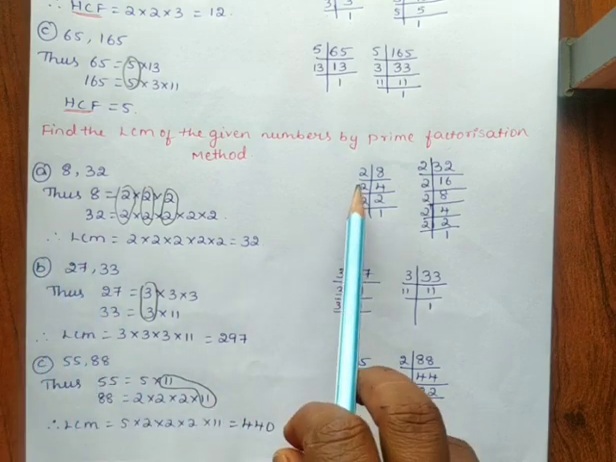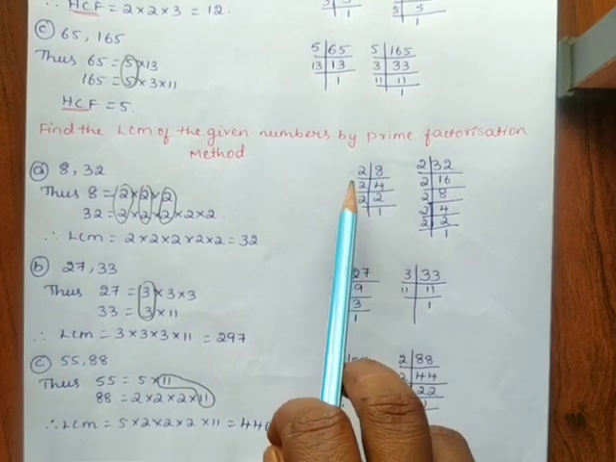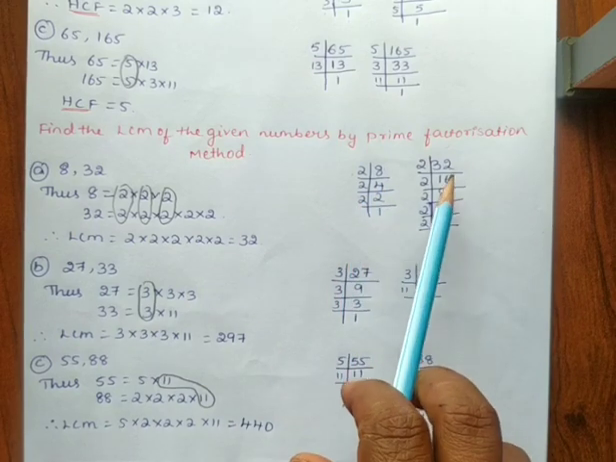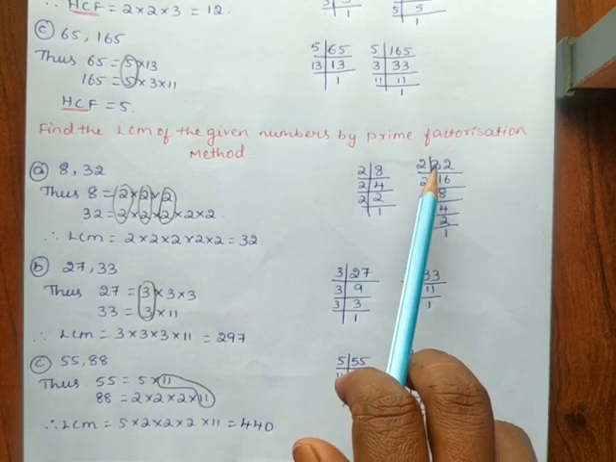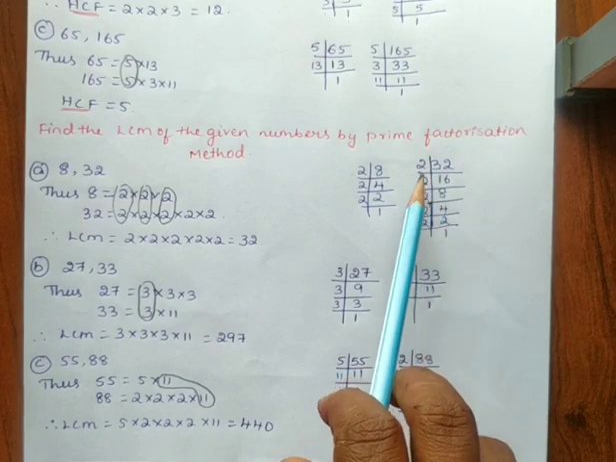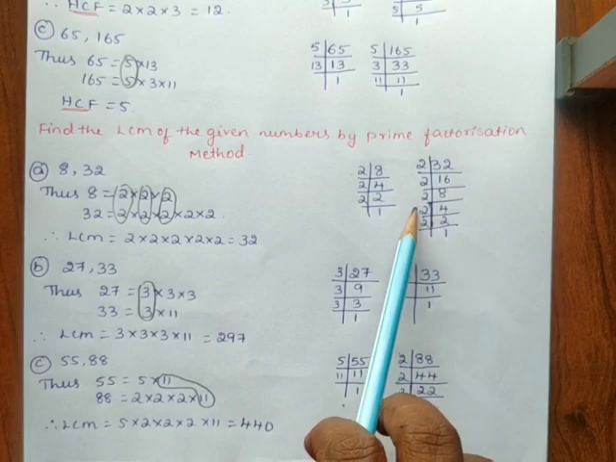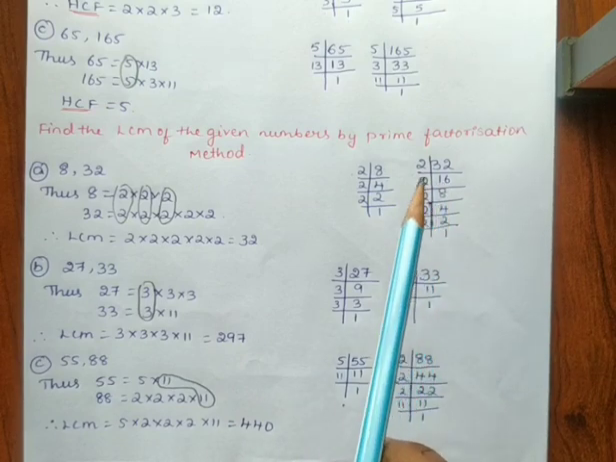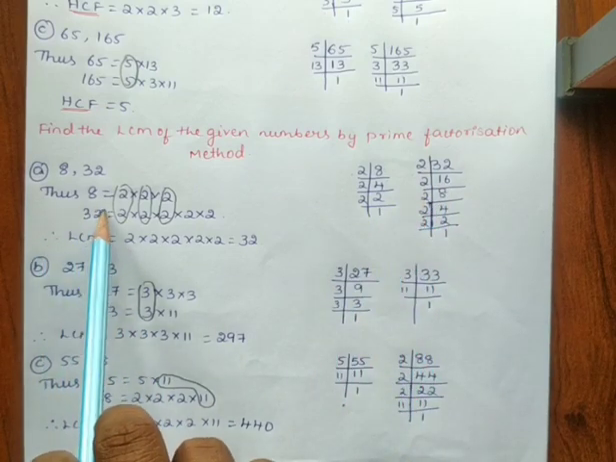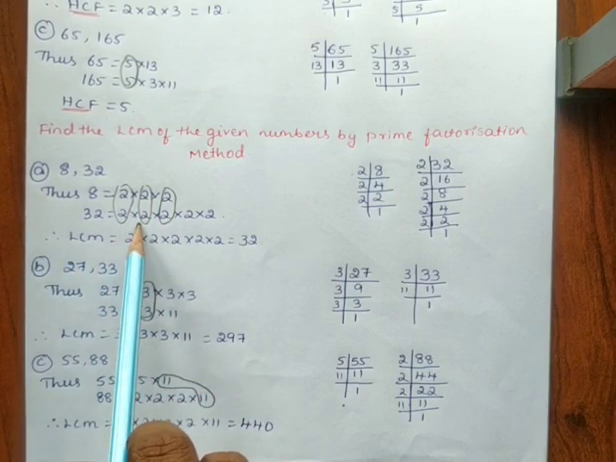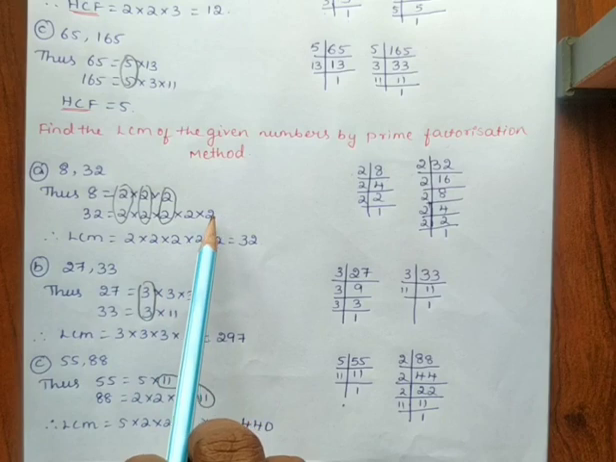8: 2 4s are 8, then 2 2s are 4 and 2 1s are 2. Next 32: 2 1s are 2, 1 remains, 2 6s are 12. Next 2 8s are 16, 2 4s are 8, 2 2s are 4 and 2 1s are 2. So thus 8 is equal to 2 into 2 into 2 and 32 is equal to 2 into 2 into 2 into 2 into 2.